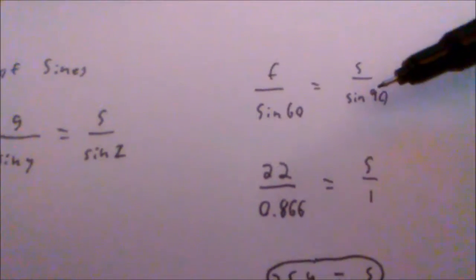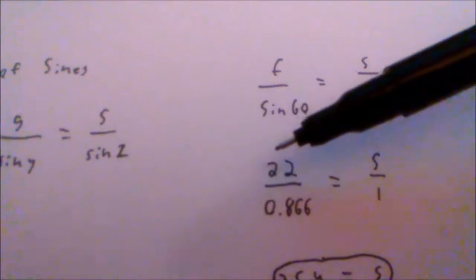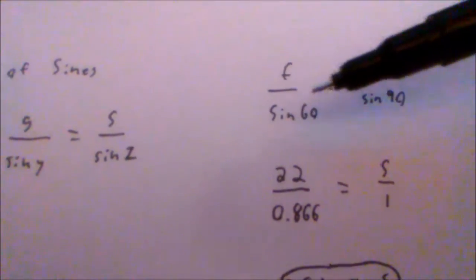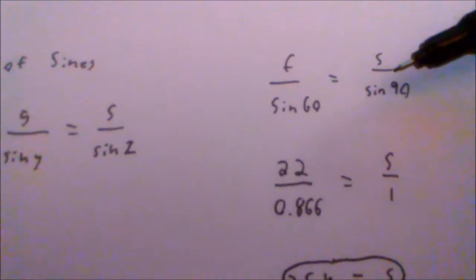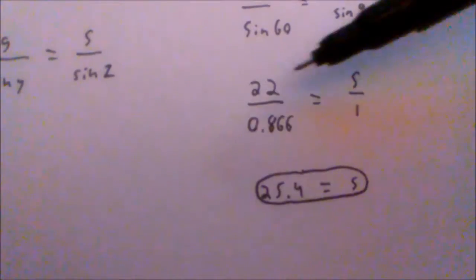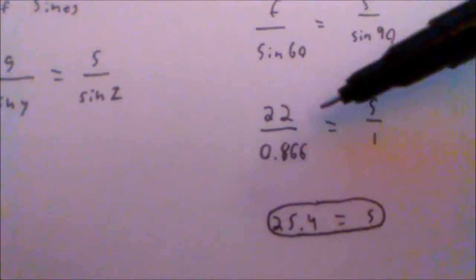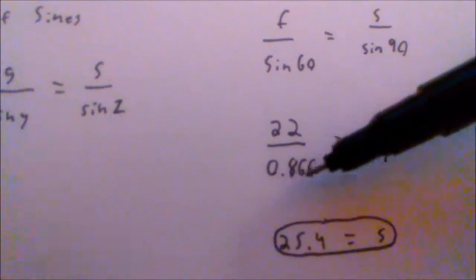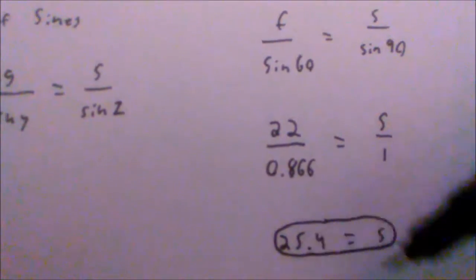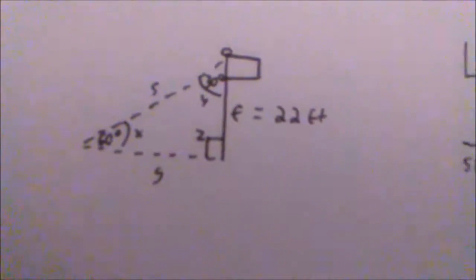sine of 90. And here you can see that F measured up to be 22 feet in height, and the sine of 60 degrees here is 0.866, where the sine of 90 is just 1. So that's 22 divided by 0.866 is equal to just S. So 22 divided by 0.866 is 25.4, as you can see here, which is the length of this side and the string of lights that we need.